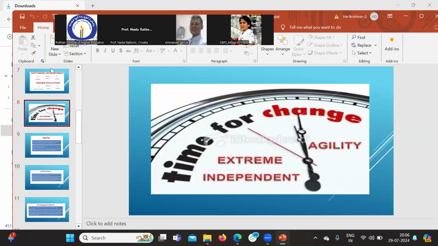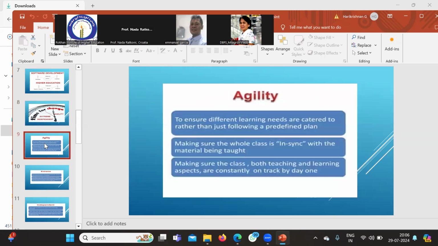Yeah. So now we can see extreme independence. All of us have to be independent. We must be independent in doing things ourselves. We should not be dependent on anything. And agility, that is the ability to learn at a quick or fast pace, must be there. So we have to see what this agility is: ensuring different learning needs are met rather than just following a predefined plan, making sure the whole class is in sync with the material being taught, making sure the class, both teaching and learning aspects, is constantly on track from day one.